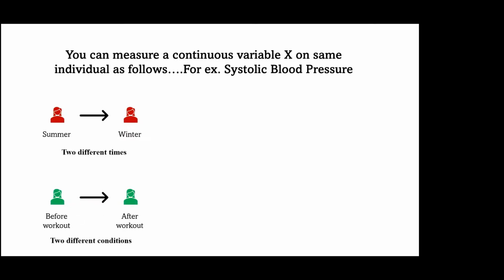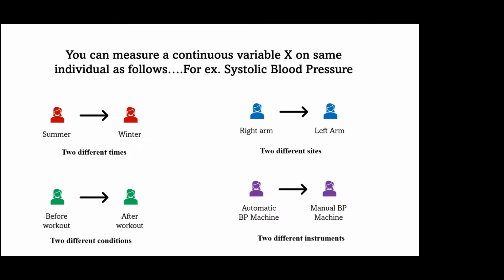Again, you can measure before workout and after workout, or you have measured the systolic blood pressure in the right arm and left arm. We did this yesterday also in the McNemar, but the only difference was that was a binomial proportion. Here it is the continuous variable. And again, measurement of BP by an automatic BP machine and by a manual BP machine.